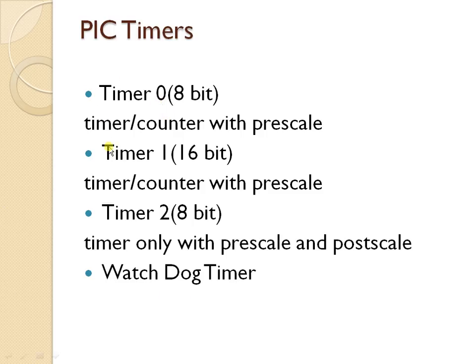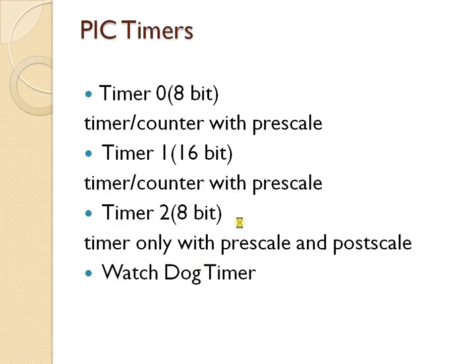There are three timers inside the PIC16F877A: Timer0, Timer1 and Timer2, and one more variant, the watchdog timer. Two of these timers are 8-bit timers, and Timer1 is a 16-bit timer. All of these timers are provided with a Prescaler, and along with the Prescaler, a Postscaler is also provided for Timer2. We'll discuss the Prescaler and Postscaler when we come across these timers.